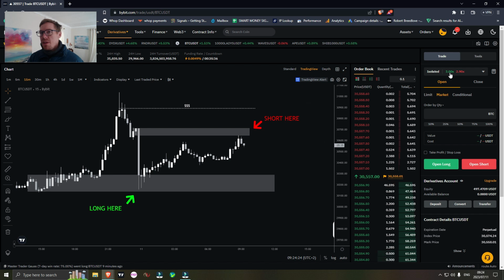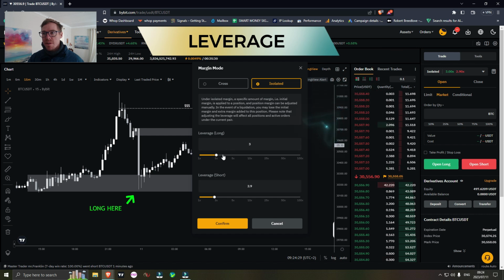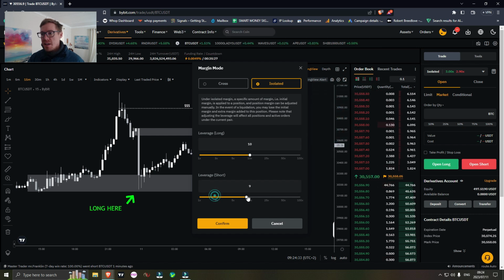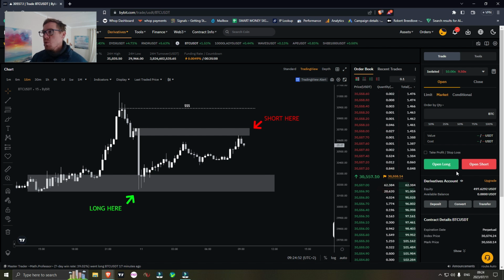First things first, if you're trading with leverage, you can select the level of leverage you want to trade with. So say you want to do 10x long, 10x short, and you click confirm. This just means that whatever amount you've deposited into your Bybit account, it will give you 10 times that amount to trade with. So I have $497 in my account at this moment, which means they will give me 10 times, which means I can get up to $5,000 of leverage to trade with, which helps you grow your account even if you don't have a lot of capital to start with.